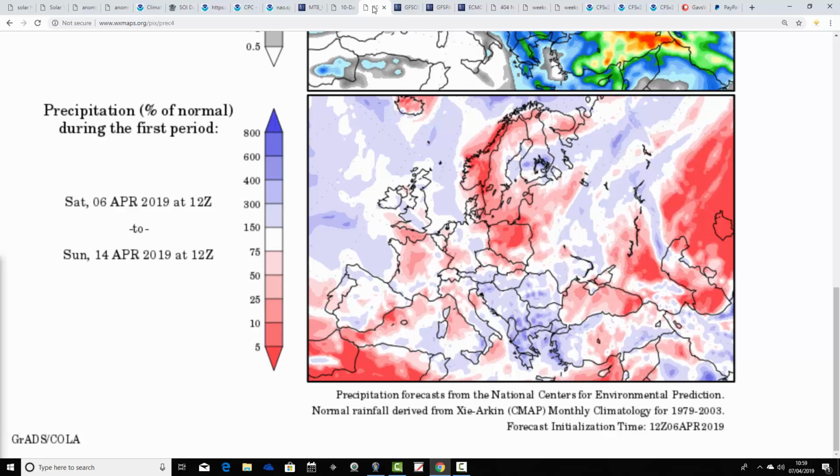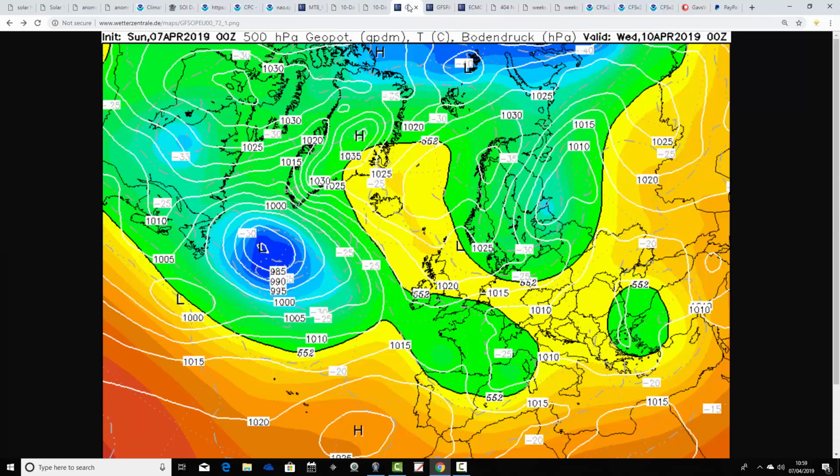But it's not a big deviation either way, either for temperature or precipitation. So just quite close to average, really, temperature and precipitation from the 6th through to the 14th of April. This is how the GFS midnight run was looking for Wednesday, and we're bringing in these easterly winds on Wednesday.